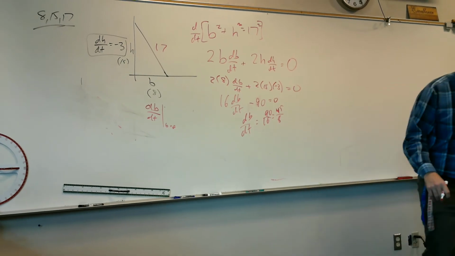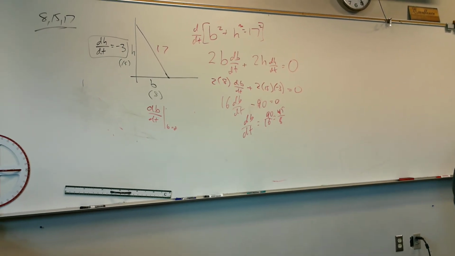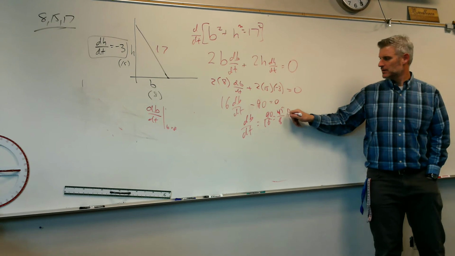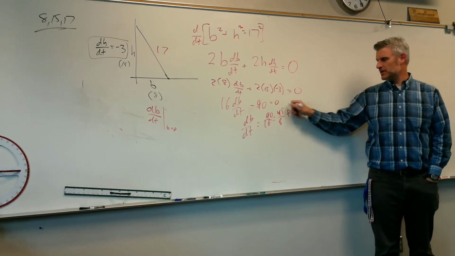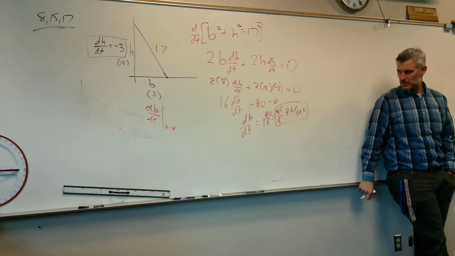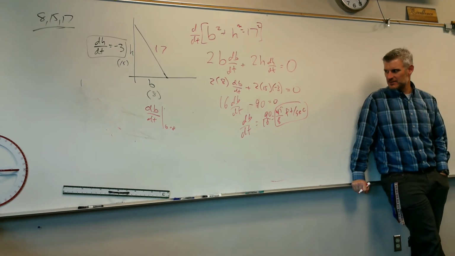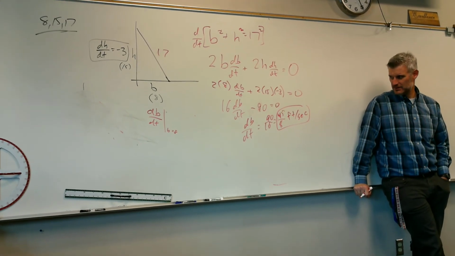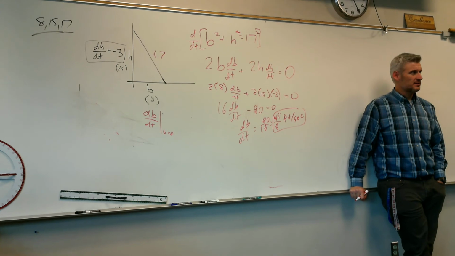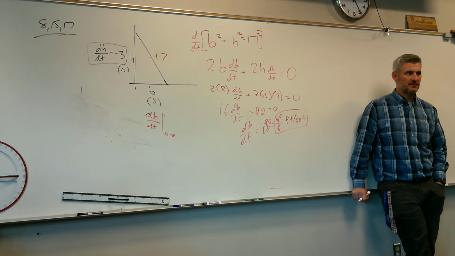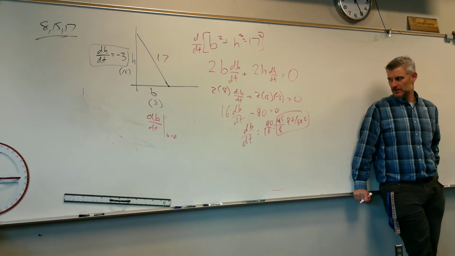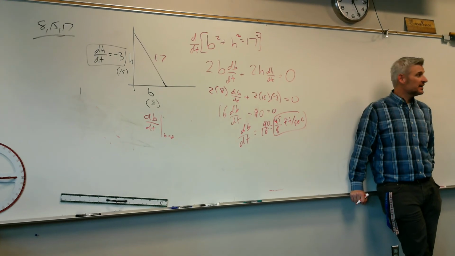What are my units? Feet per second. So it's a little bit more than 5. 5 and 5/8. Okay. 45 feet for every 8 seconds. That's kind of cool too.